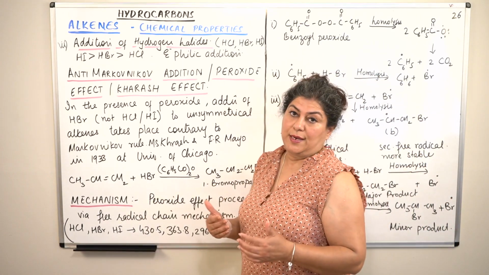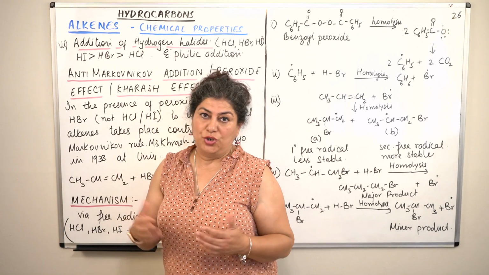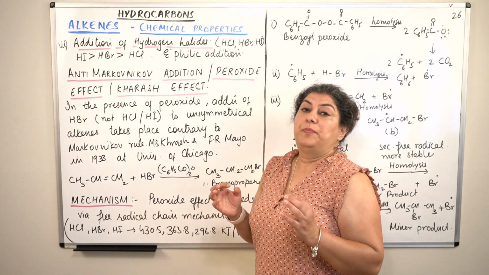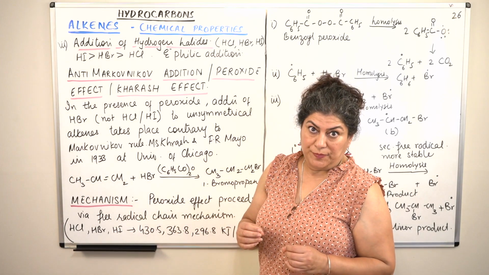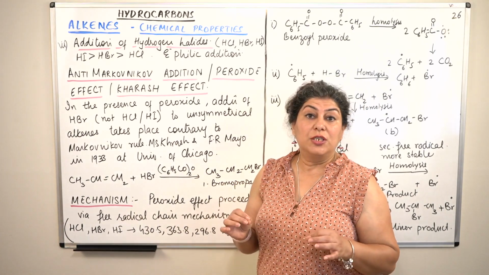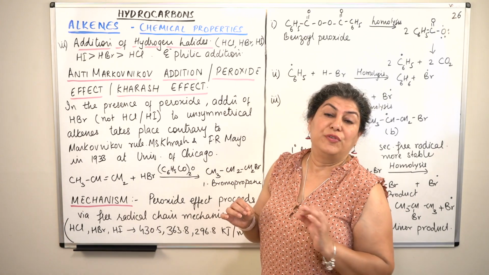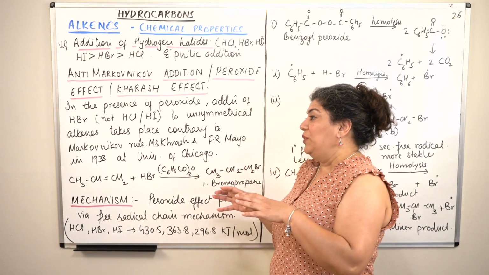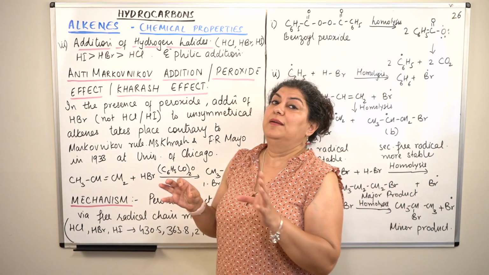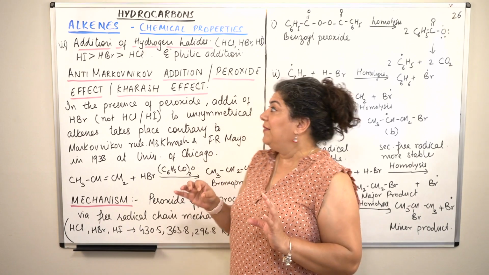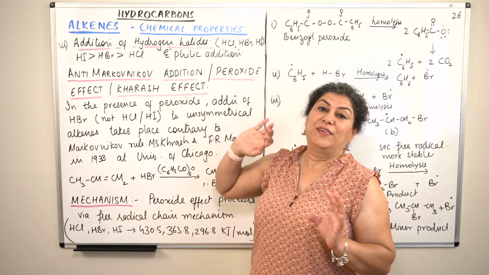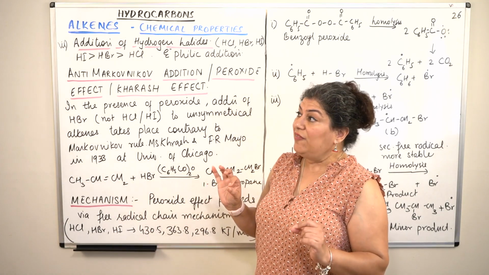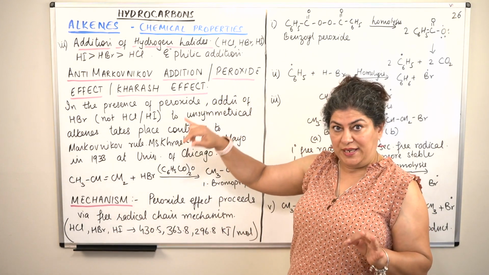Moving ahead with our discussion about the addition of hydrogen halides, if we have a peroxide present in the solution, the addition does not take place according to Markovnikov rule. So, in this video, I'm going to talk about the anti-Markovnikov addition. Anti-Markovnikov addition takes place in the presence of a peroxide. Therefore, it is also known as peroxide effect.